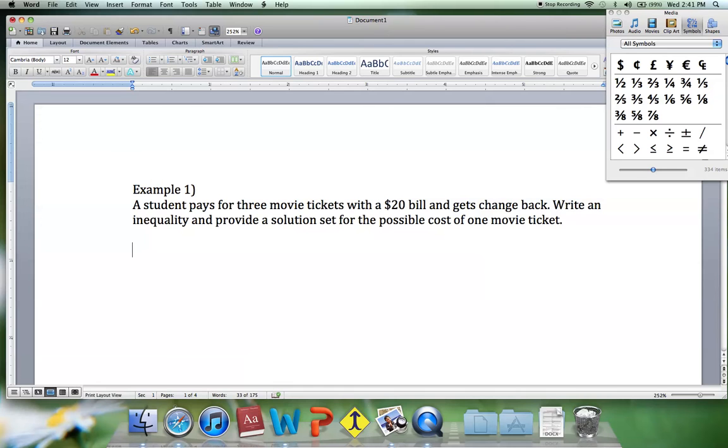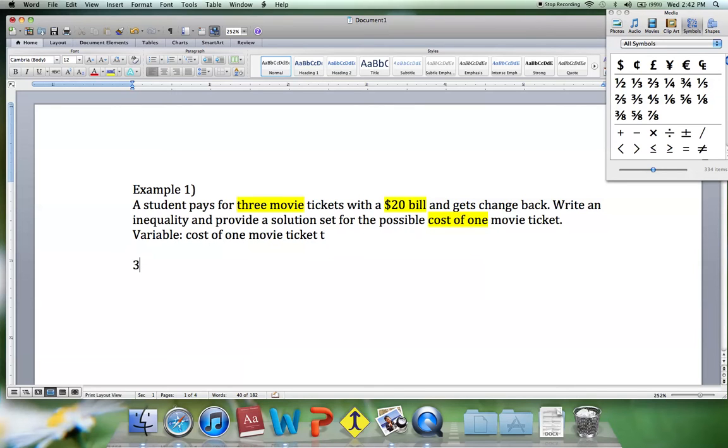In this example, we have 3 parts. We have 3 movie tickets and $20, and we're asked the cost of 1 movie ticket. So the variable is the cost of 1 movie ticket, and I'll give it a variable of t. Okay, so now we're ready to write the inequality.